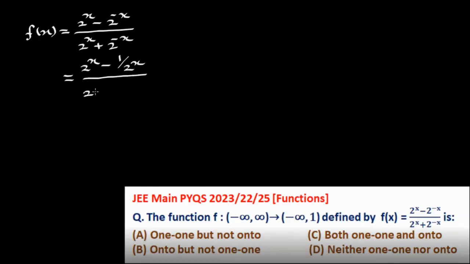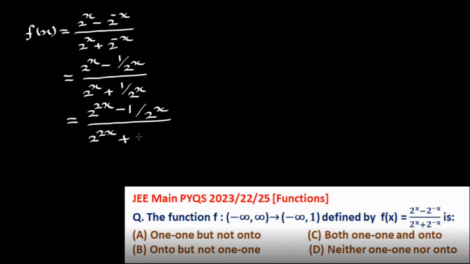Given function is (2^x minus 2^(-x)) upon (2^x plus 2^(-x)). Dividing by 2^x, we get (2^x minus 1 upon 2^x) upon (2^x plus 1 upon 2^x), which is (2^(2x) minus 1 upon 2^x) upon (2^(2x) plus 1 upon 2^x). Cancelling 2^x, f(x) is (2^(2x) minus 1) upon (2^(2x) plus 1).